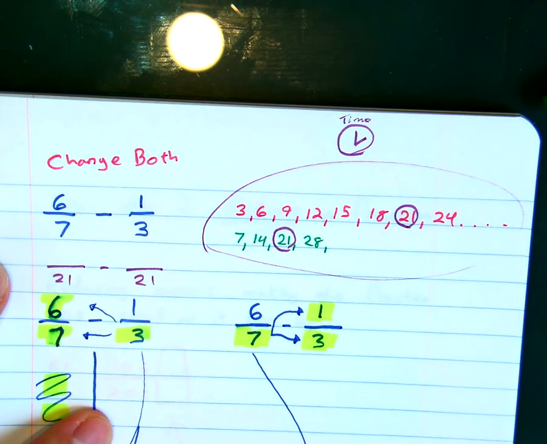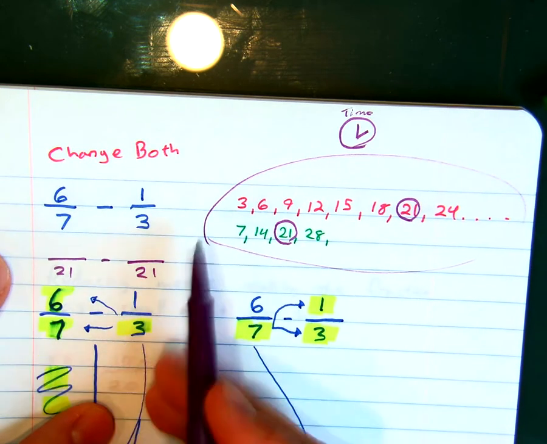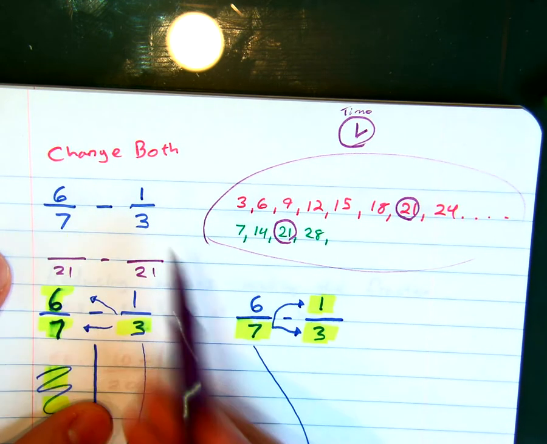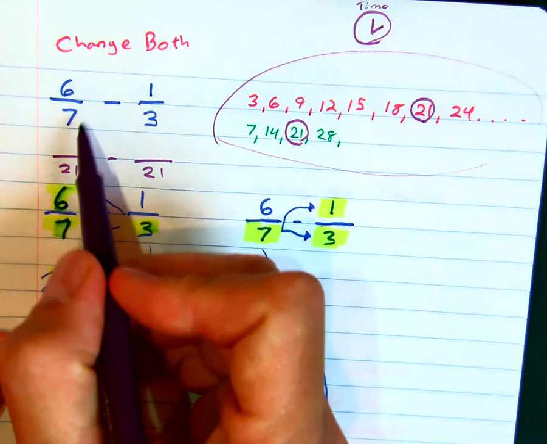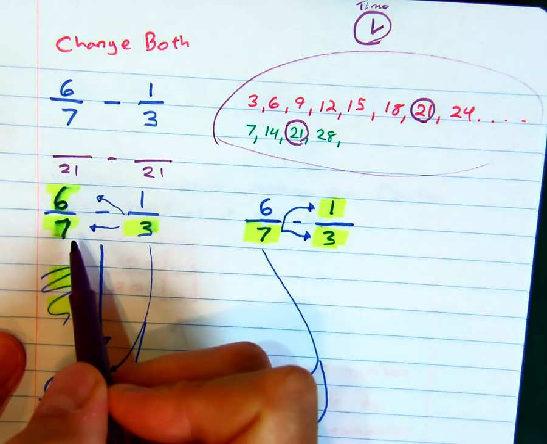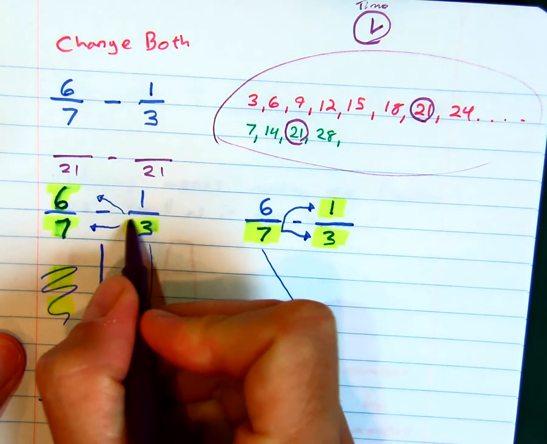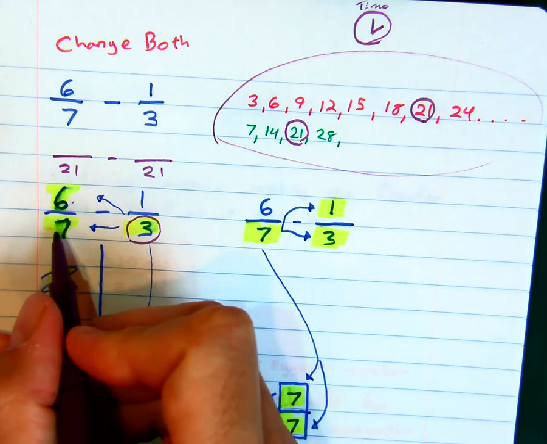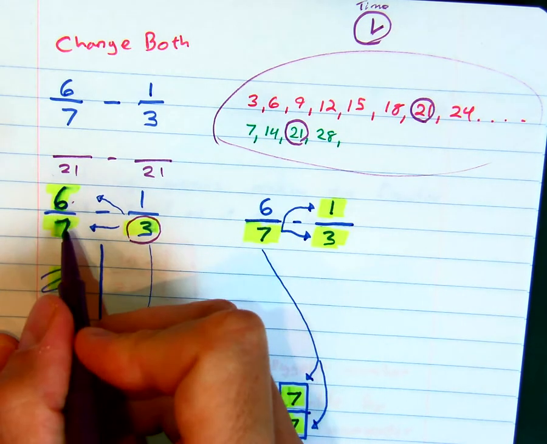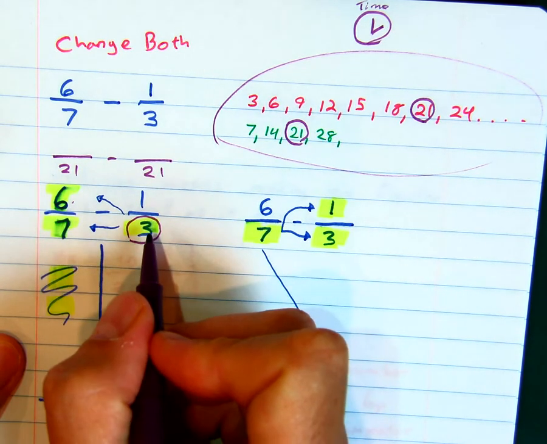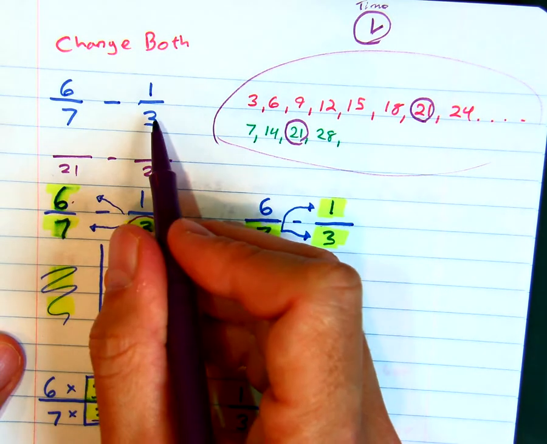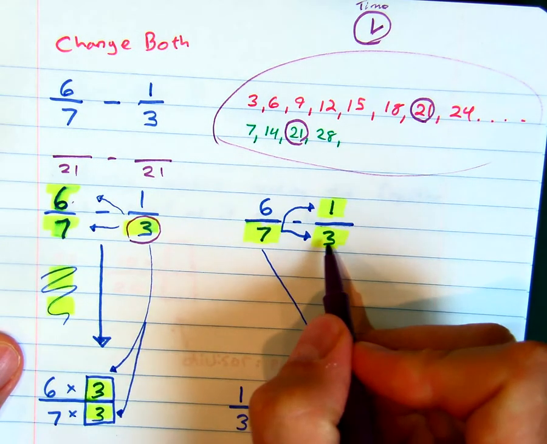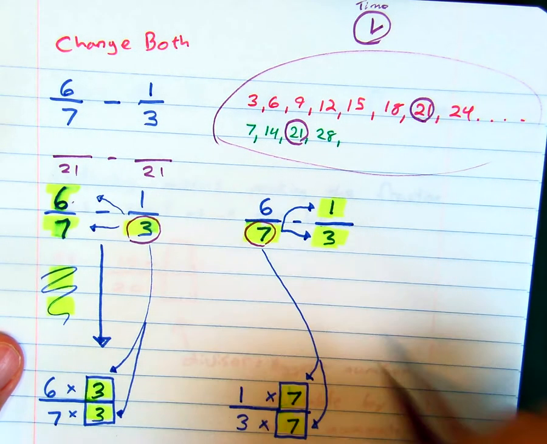What I'm suggesting is we use the existing problem and use the denominators. So for instance, if I pull down my 6/7, I'm going to use the denominator of 3 to multiply by 6 and multiply by 7. So for this fraction, my multiplier is 3. For the other fraction, 1/3, I'm going to use 7 as the multiplier.